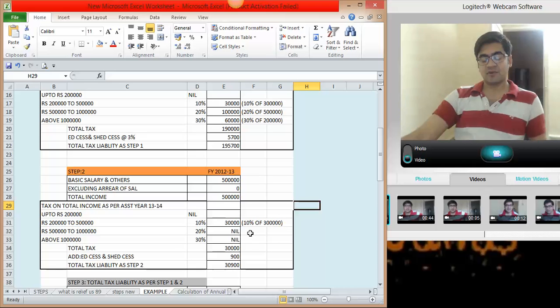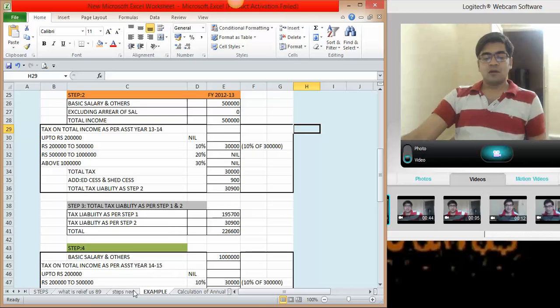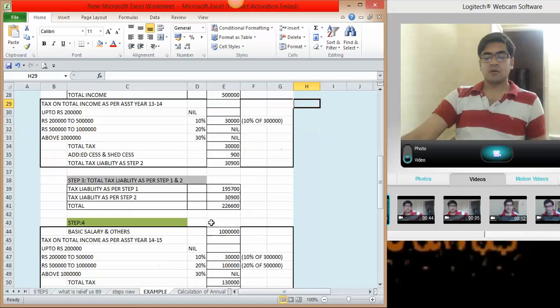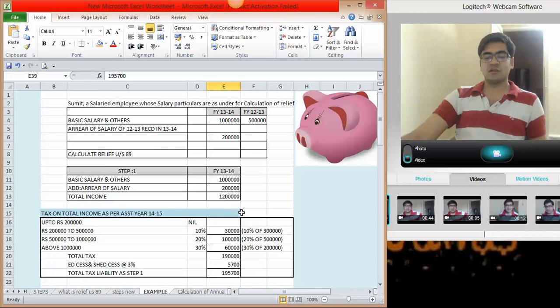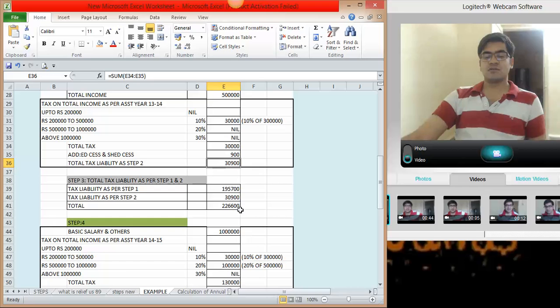5 to 10 is 20%, and above 10 it is 30%. So once again I have calculated taxes on rupees 5 lakh and it will come around 30,900. Now go to step 3, which is just a sum total of step 1 and step 2. I have just made the tax liability as per this one. Step 1 is 1,95,700, and tax liability as step 2 is 30,900. So I have added both the figures and it will come around 2,26,600.